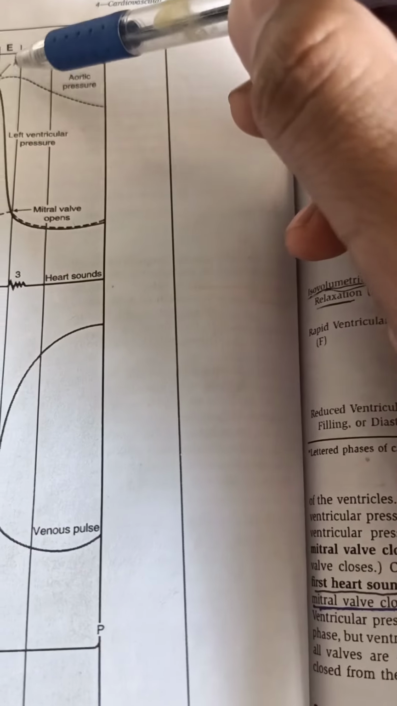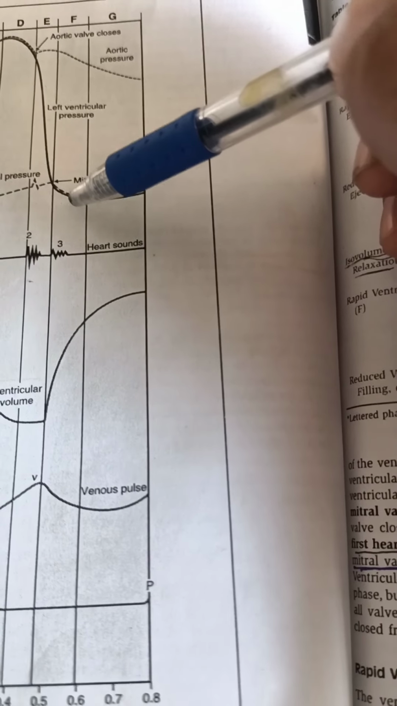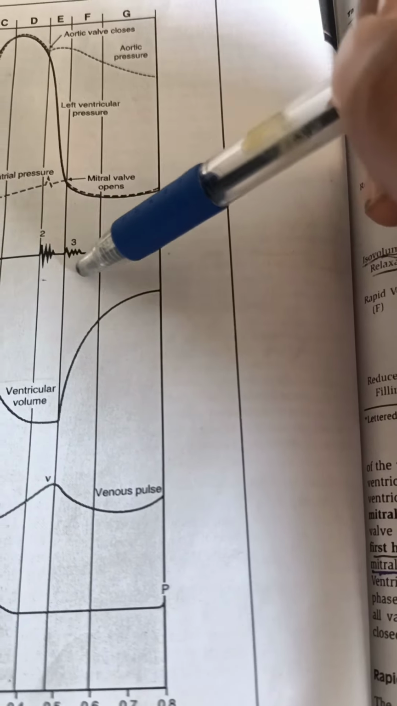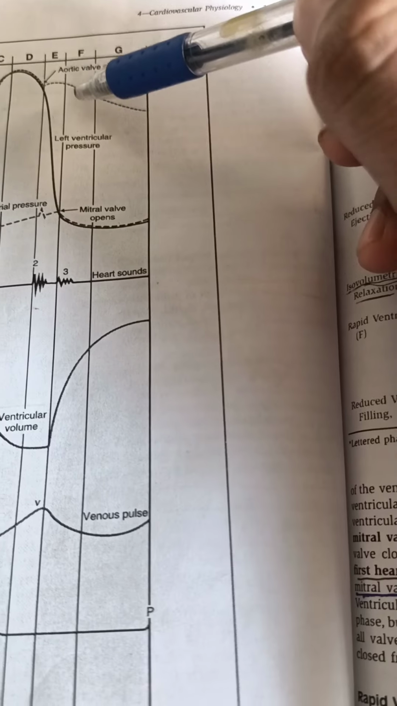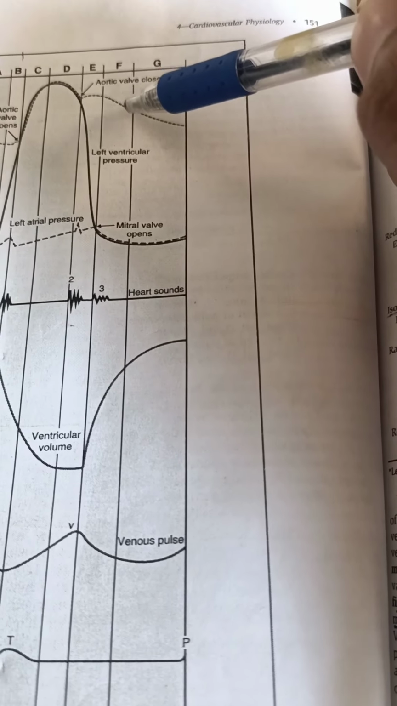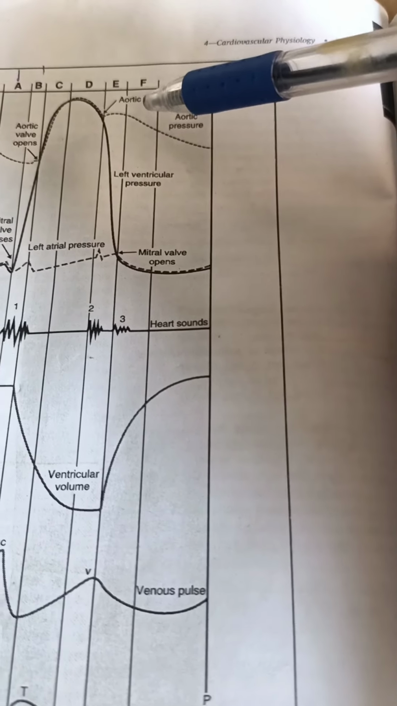So in this case, the rapid flow of blood from the atria into the ventricle takes place, and this produces the third heart sound. And aortic pressure also continuously decreases in this phase because the blood is ejected from the aorta to the smaller arteries.